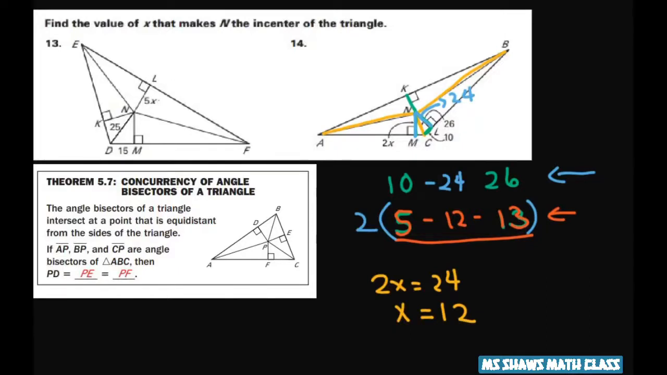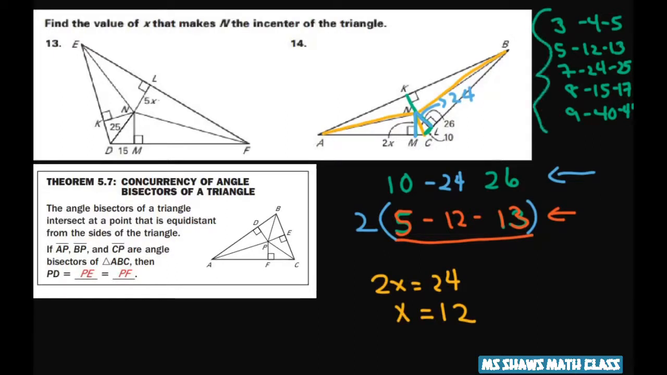And I just want to go over some triples again. Your Pythagorean triples that you need to know are 3, 4, 5; 5, 12, 13; 7, 24, 25; 8, 15, 17; and sometimes 9, 40, and 41. There's a lot more, but these are the ones they're always going to keep giving to you, but they're going to, in this case, double it up.